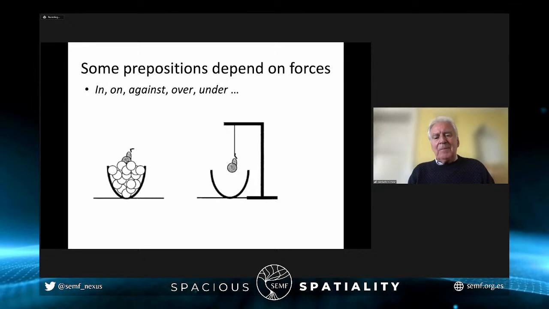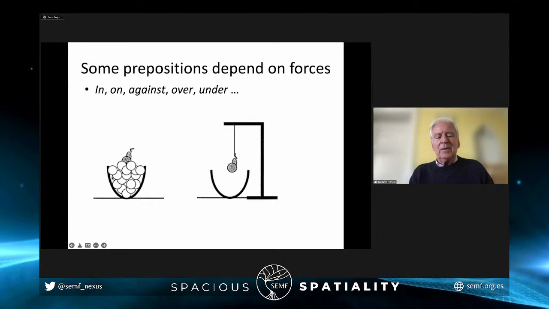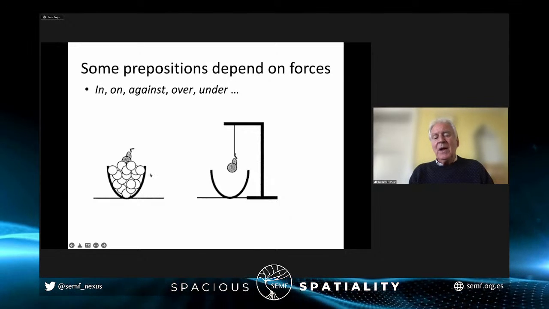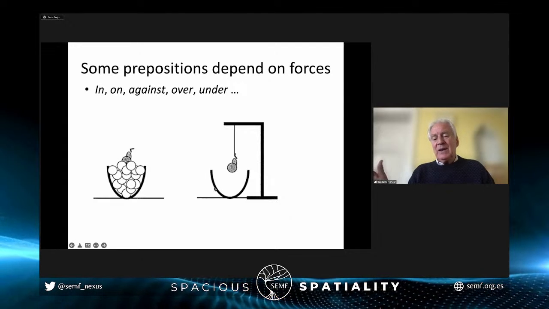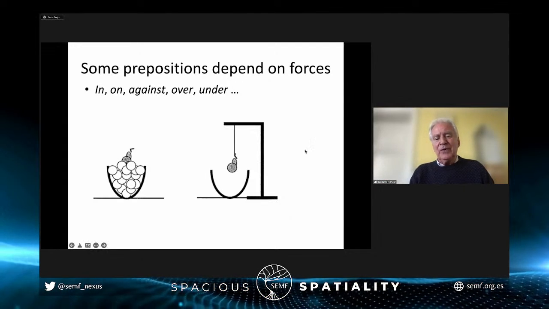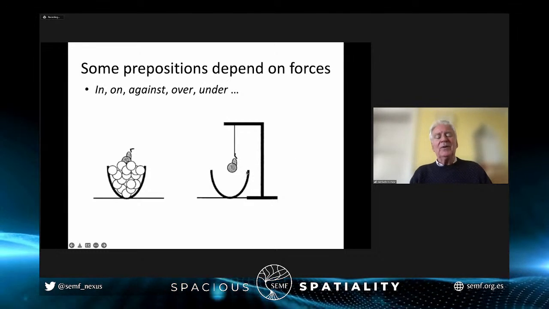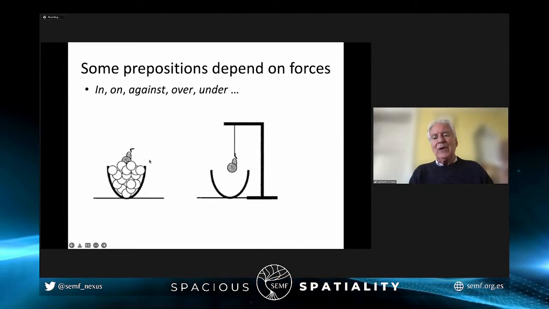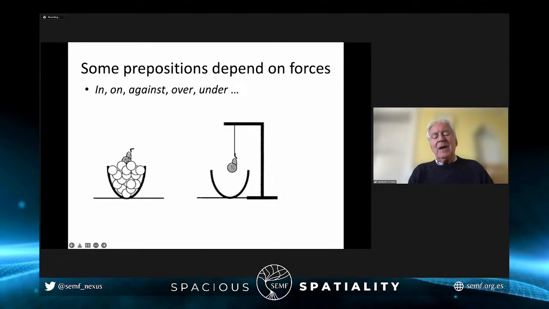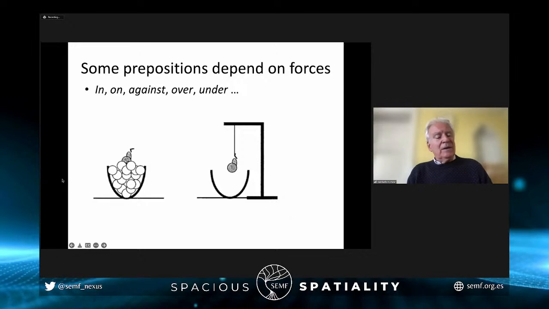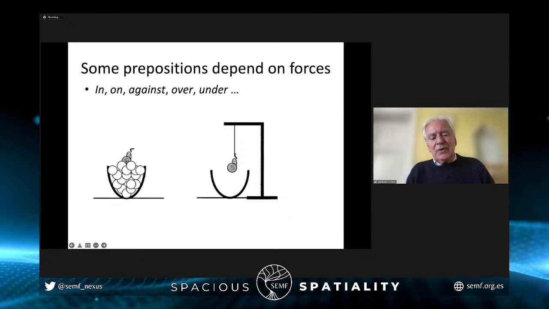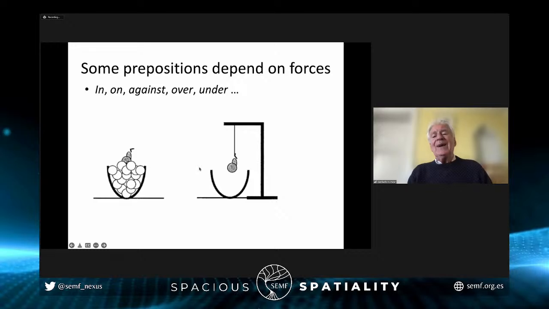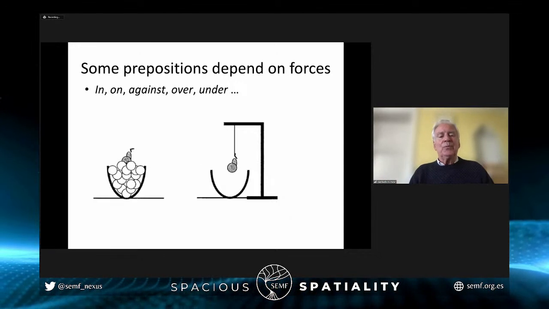Well, the idea I have is that there is a force relation between the pear and the bowl. That is, if you move the bowl here, then the apples will move and the pear will move. While if you move the bowl here, then the pear will not move, at least not initially, until it's hit by the rim in this case. Anyway, that indicates that there is some kind of force relation involved in the meaning of in. If you do the preposition inside, then people would not in general say that the pear is inside the bowl. And of course, not inside here either. So inside is a spatial preposition, but in is a force preposition.